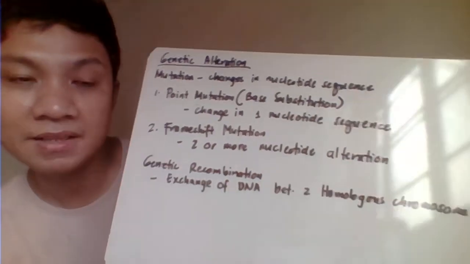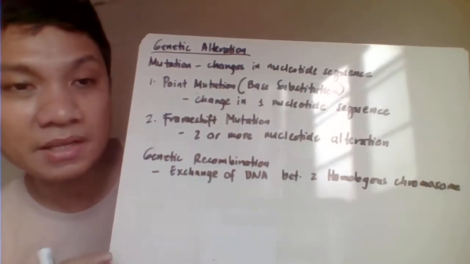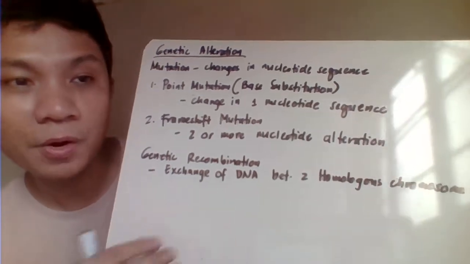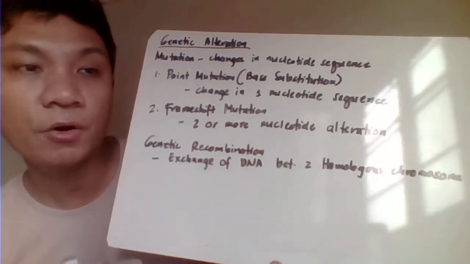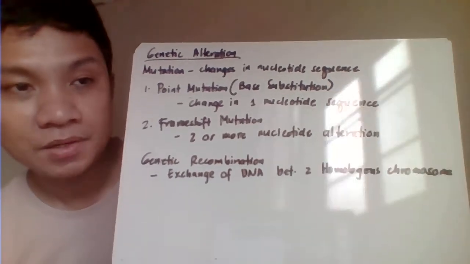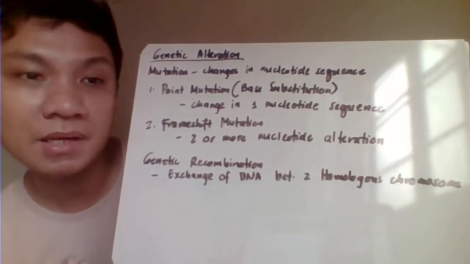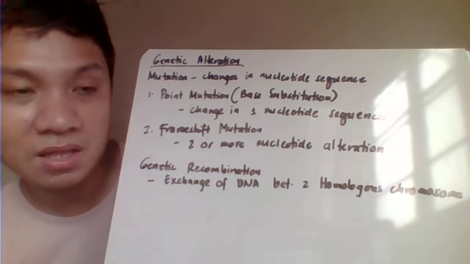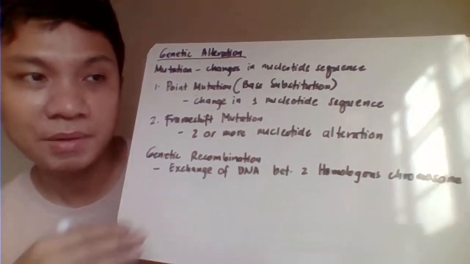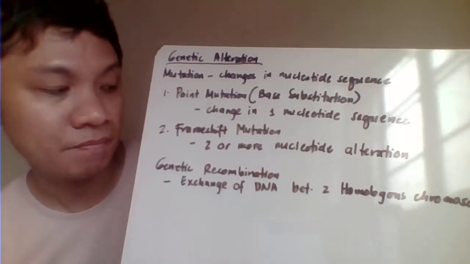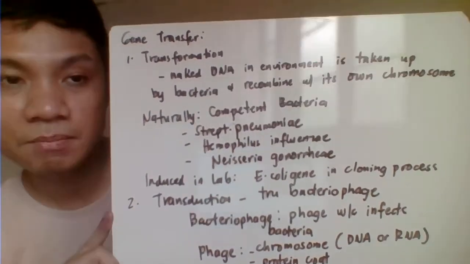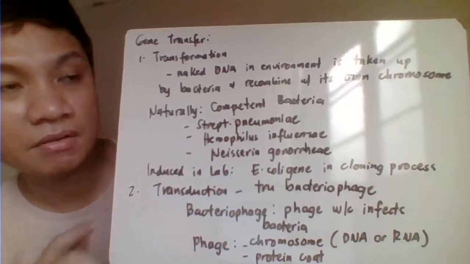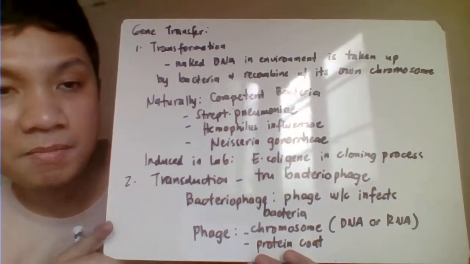So one chromosome coming from one bacteria tries to exchange with another bacteria, becoming part of its own chromosome. You call that genetic recombination. Okay, we have here the different processes of genetic recombination. The first one is transformation.